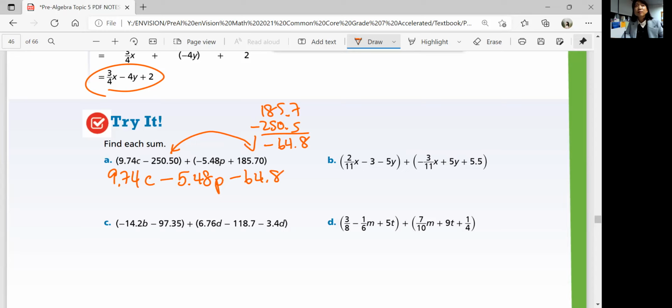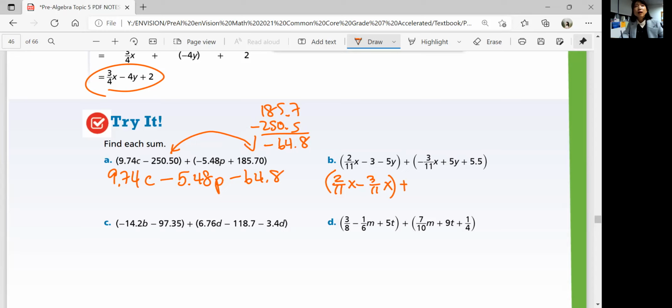Okay, part B. Group the like terms together, the x terms together, y terms together, and the constants together. So 2/11x, and then make sure you have negative when you're moving things, minus 3/11x. Okay, these are together. And then group the y terms together.